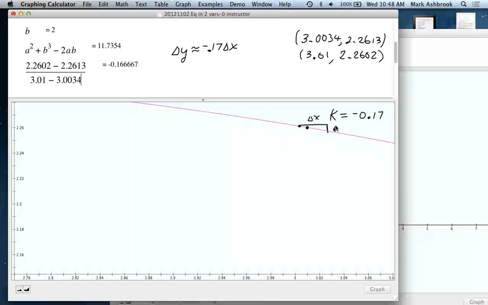Which is equal to negative 0.17. Darn it. Let's try again. Approximately. So we can make kind of a triangle. I had to make it bigger. I wanted to make it there, but it's fine. We can make it a little bigger.